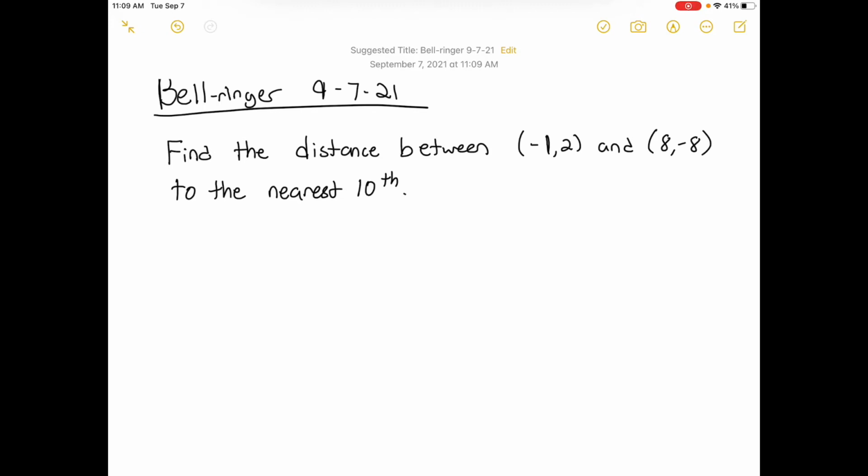Your bell ringer for Tuesday, September 7th. Find the distance between the points (-1, 2) and (8, -8) to the nearest tenth.